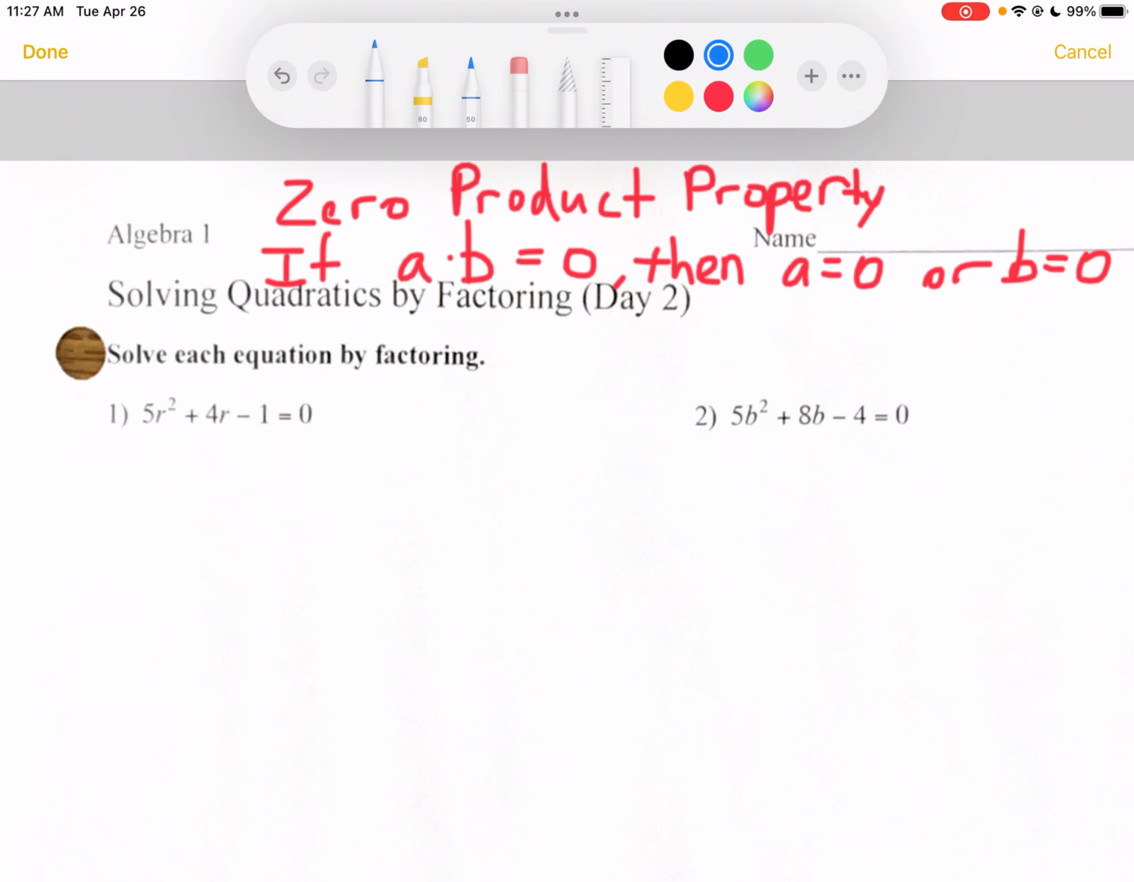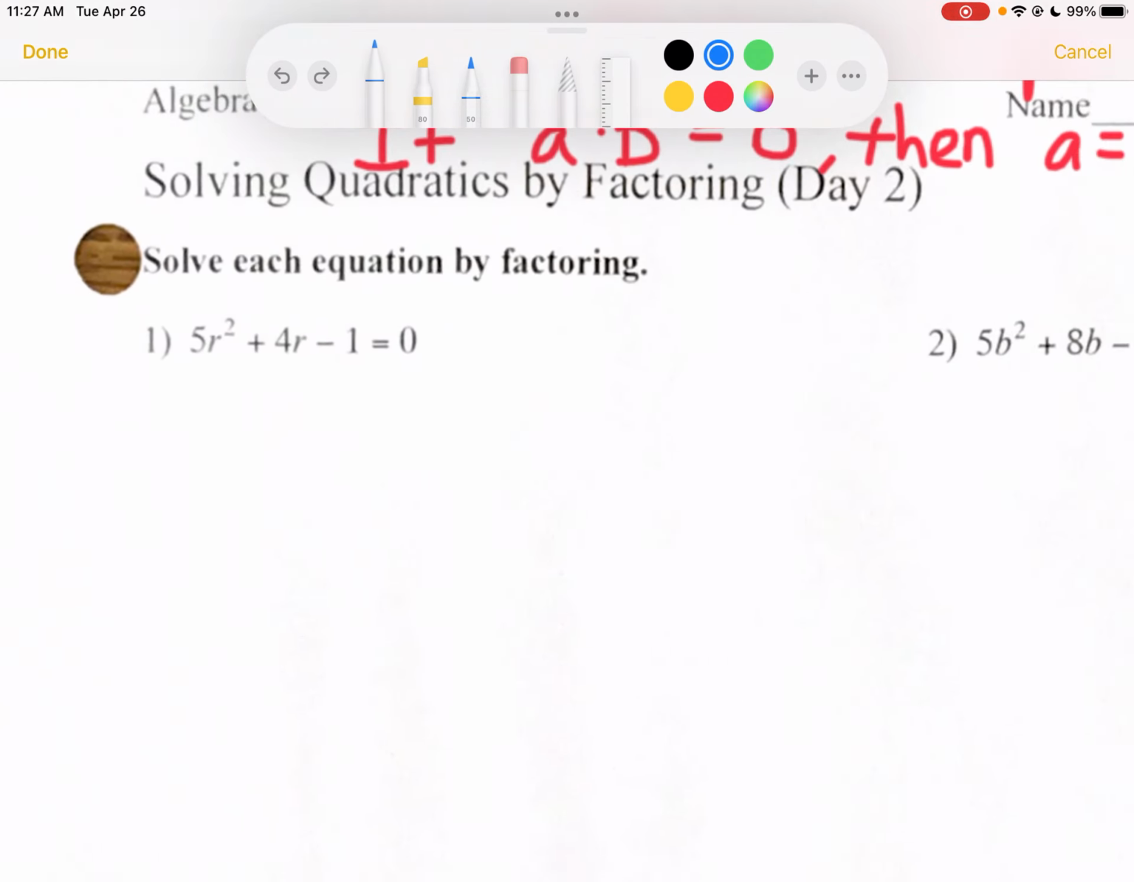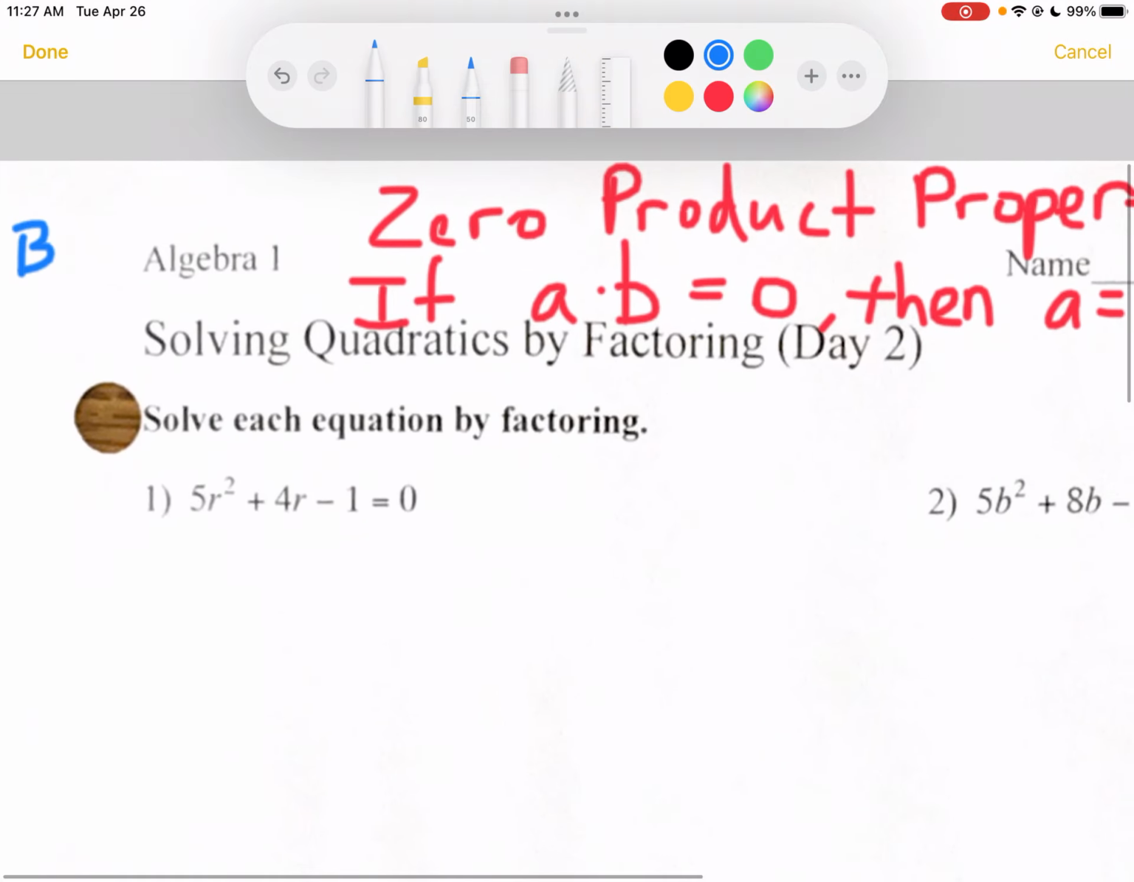The only thing that's different today is that these trinomials that we need to factor are going to be a little more complicated. They're going to have a number out front of the r squared that is not 1. This is where we factor with the box method or slide divide bottoms up.